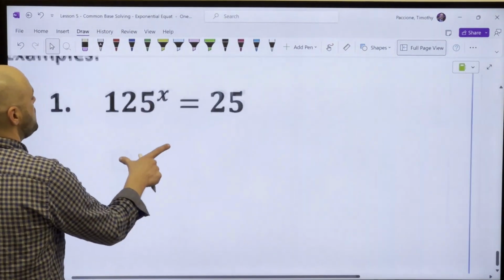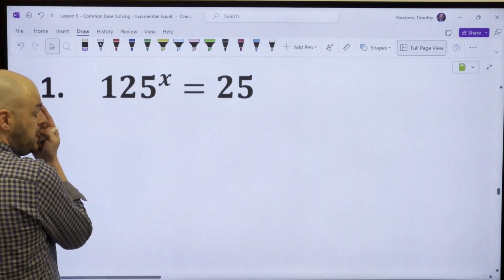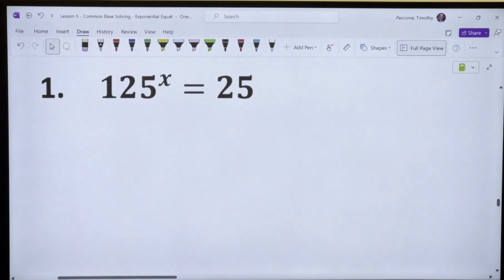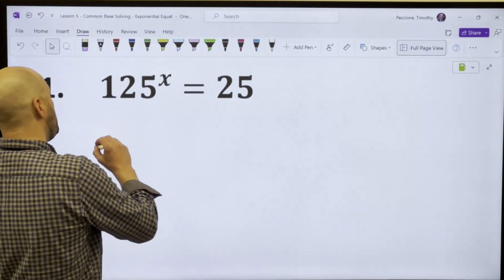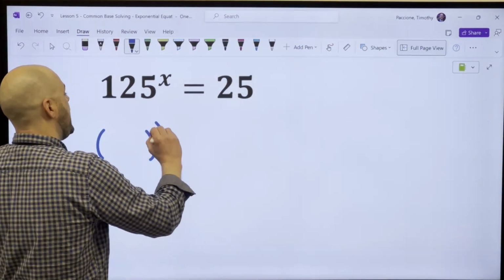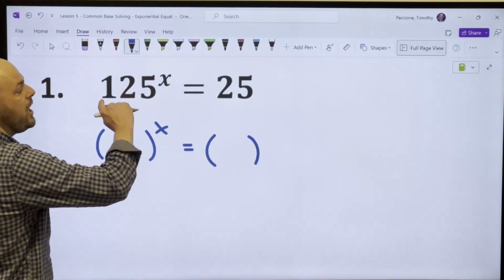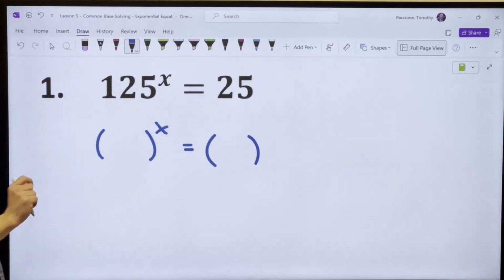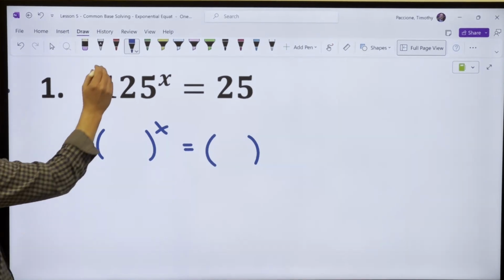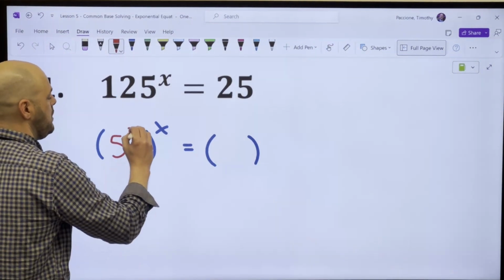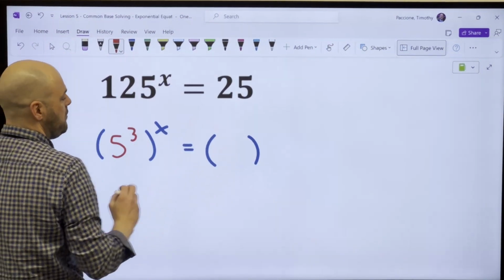So let's lock in on this one. The first thing you got to do is assess your numbers, like in the very first warm-up. If I have 125 to the x equals 25, I want to rewrite 125 and 25 so that they have the same base and are raised to an exponent. What could I do? 5. 5 goes into both. 5 to the what is 125? 3. And 5 to the what is 25? 2.